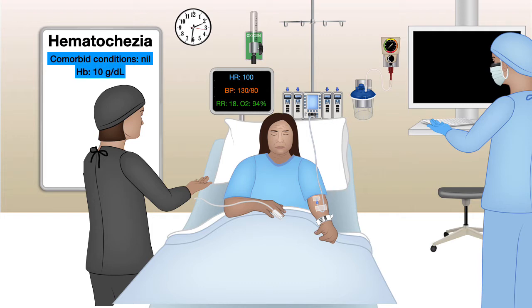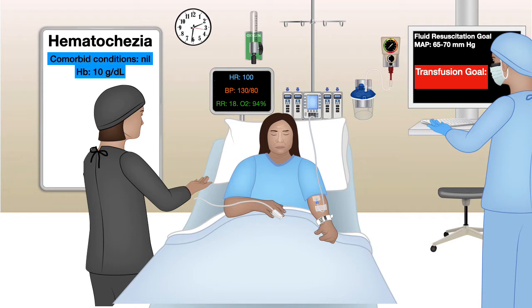And the hemoglobin comes back as 10 grams per deciliter, and she has not had any more rectal bleeding for the last 6 hours. In this case, like any other management goal, we should set a goal for fluid resuscitation, keeping the mean arterial pressure goal at 65 to 70 millimeters of mercury. And what about the transfusion goal?